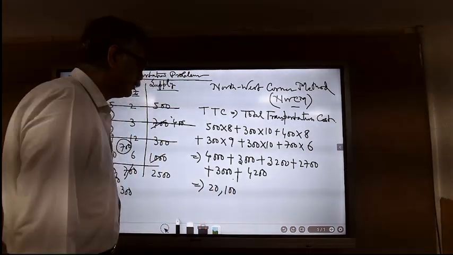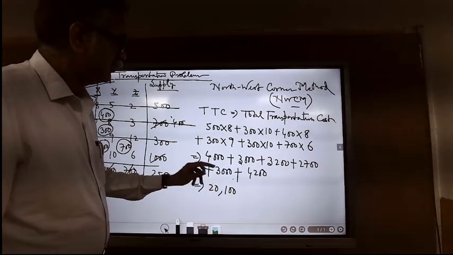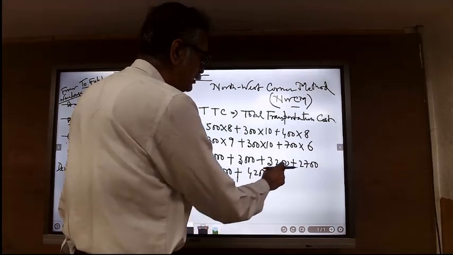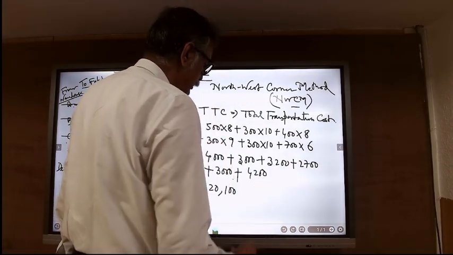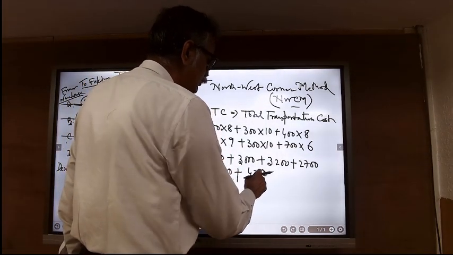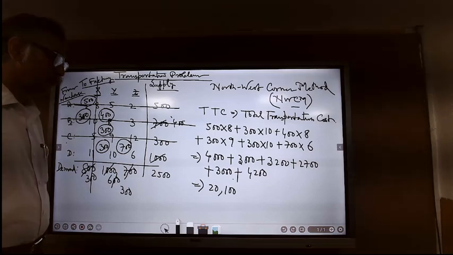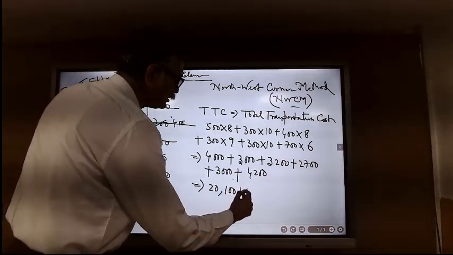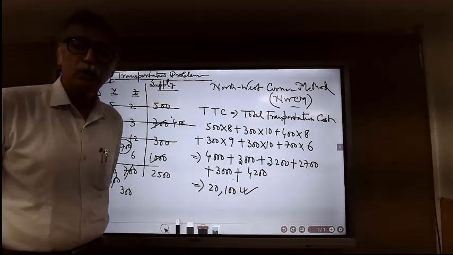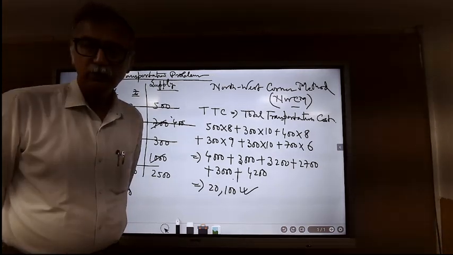If I add, once again I am checking, 7, 10, 7, 10, 13, 17, 19, 19 and 2 to 400 and 700 means 1,100, yes. So 20,100 is the total transport cost according to the northwest corner method.